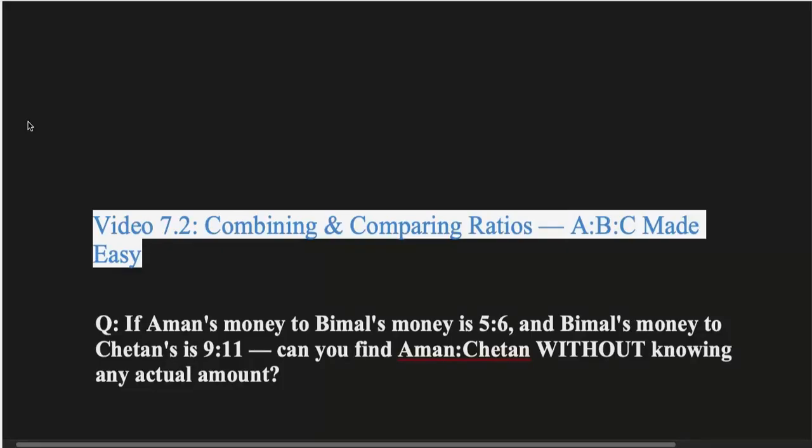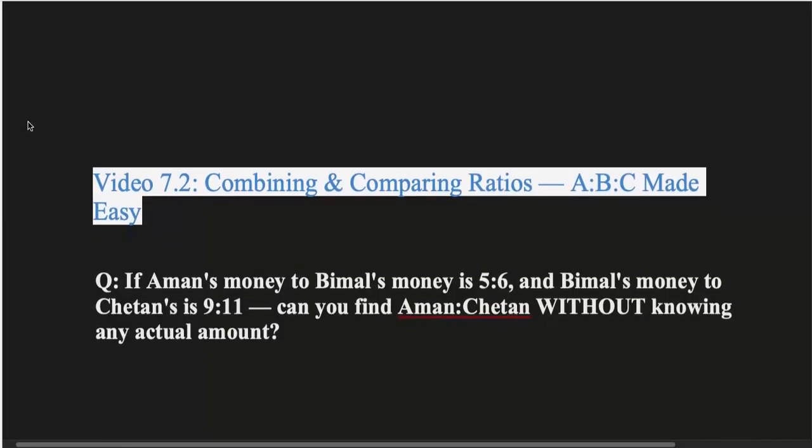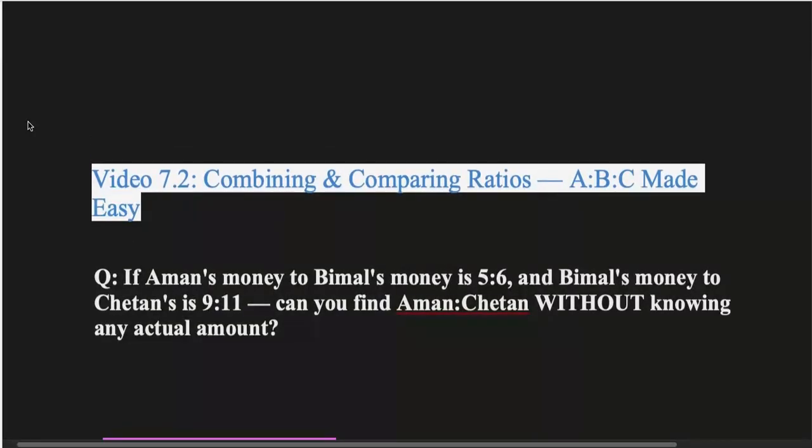We are continuing with our 7th chapter, second video, ratios and proportions. In this chapter, we will cover combining and comparing ratios. The question says, if Aman's money to Bimal's money is 5:6 and Bimal's money to Chetan's money is 9:11, can you find Aman is to Chetan without knowing any actual amount? Yes, and by the end of this video, you will do it in 3 lines every single time.